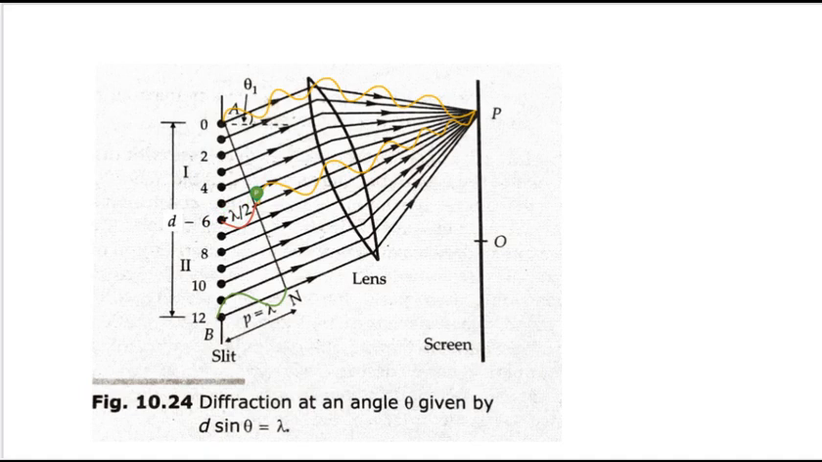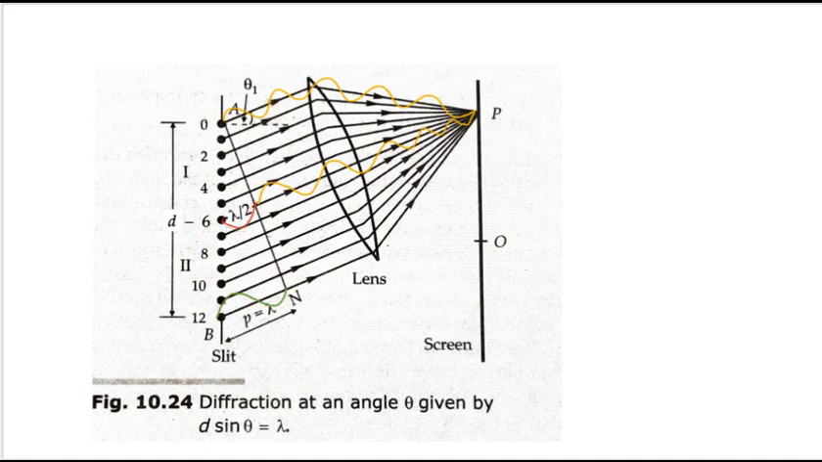Lambda by 2. Fine. So similarly, if you consider your point 2 and your point 8, there will be an extra path difference of lambda by 2. Similarly, consider your point 4 and your point 10. There is an extra path difference of lambda by 2. Similarly, consider your point 6 and your point 12. There is an extra path difference of lambda by 2. Can you see? In this case, lambda by 2, lambda by 2. But in this case, only lambda by 2.